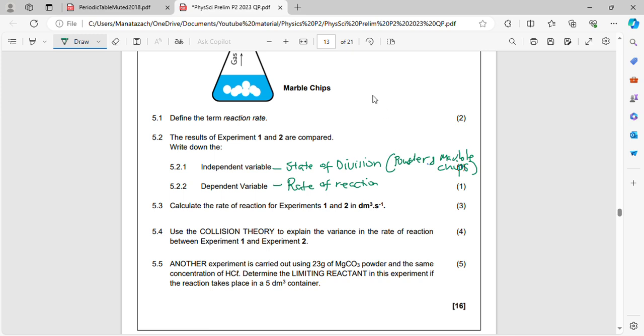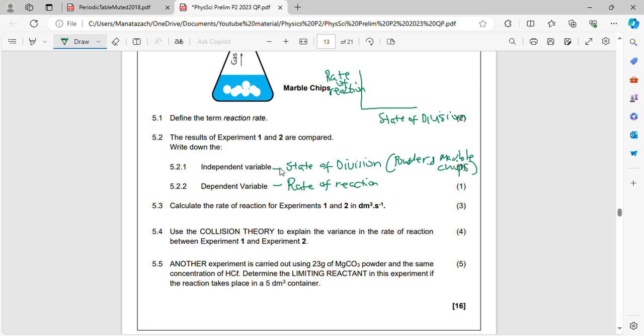Normally, to understand this, the independent variable is normally on your x-axis. That is the state of division. And then the dependent variable is normally on your y-axis, rate of reaction. That's the parameter that is being measured in the experiment.